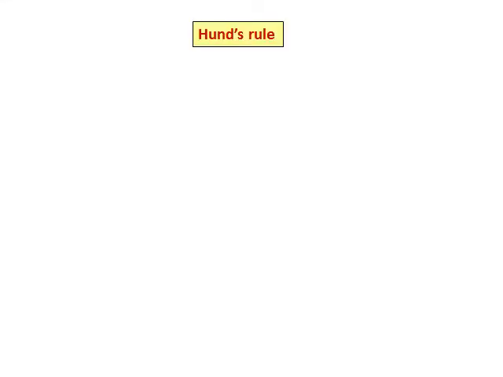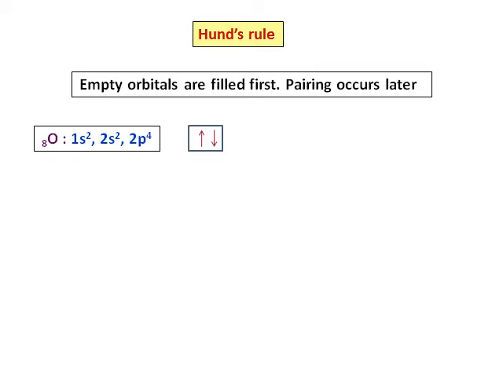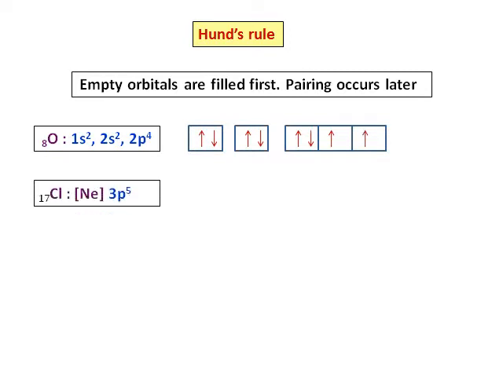So revising Hund's rule, we know that it states that empty orbitals are filled first, pairing occurs later. That's in the case of oxygen, the 1s2 and 2s2, the two electrons are filled in with opposite spin, but in the case of p, the empty orbitals px, py and pz get filled one each, and the fourth electron pairs up only after filling up the empty orbitals.